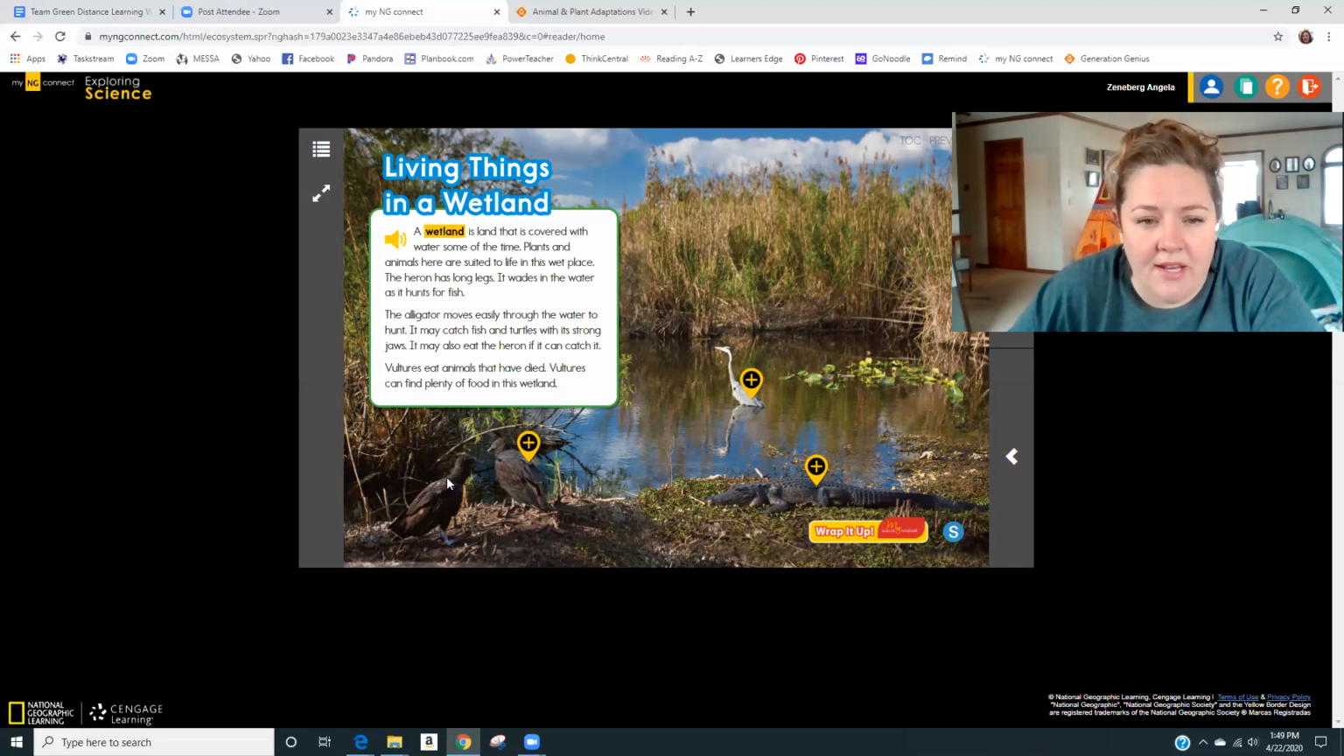Here, they're hard to see. They're kind of camouflaged, but these are vultures. Vultures eat animals that have died. Vultures can find plenty of food in this wetland. So leftovers that the alligator hadn't eaten, or any animals that died of natural causes in the water, might wash up to the edge. That's what vultures would eat. They're called scavengers. So we've got our hunters, we've got some scavengers, and the animals that are getting eaten are the prey for these predators here.